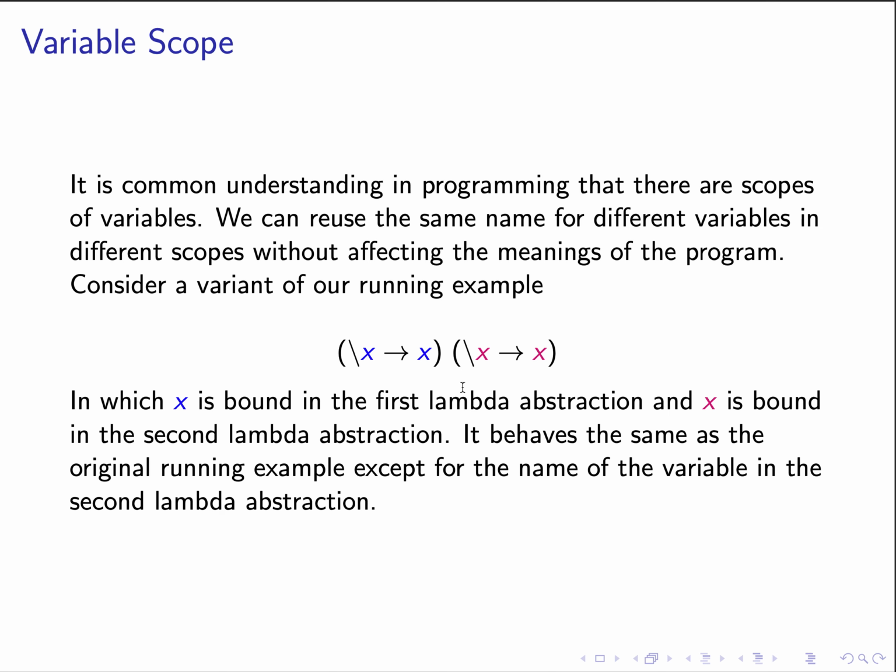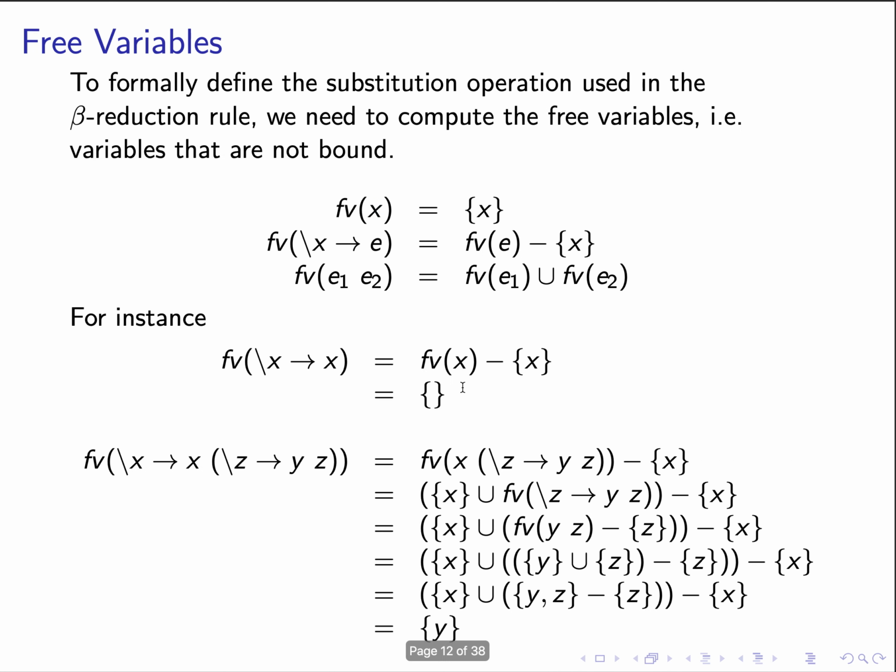How do we differentiate them in terms of the reduction rule? In order to do that, we have to make sure that we only apply the substitutions to the right variable, or the variables that are in scope. So to define it formally, we have to introduce a meta function called free variable, short form fv.